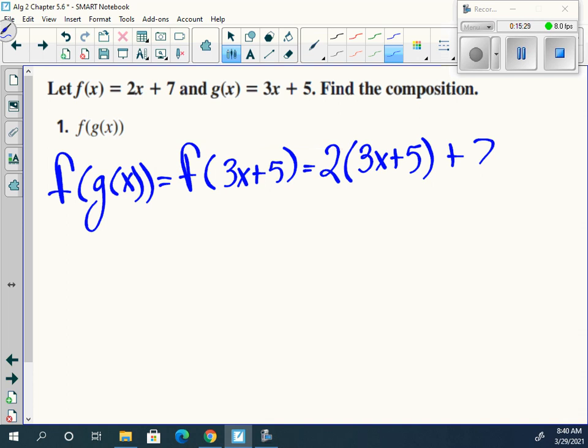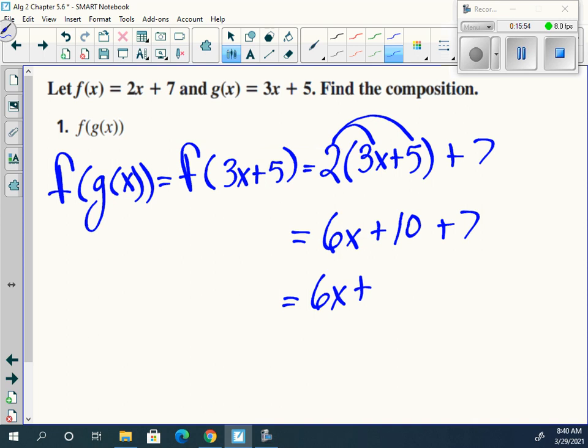Now all we need to do is simplify this, and we're going to do that by distributing the 2. So 2 times 3x would give us 6x. 2 times 5 is going to be plus 10, plus 7. Well, 10 plus 7 is 17. And that's it. Questions on any of this here?